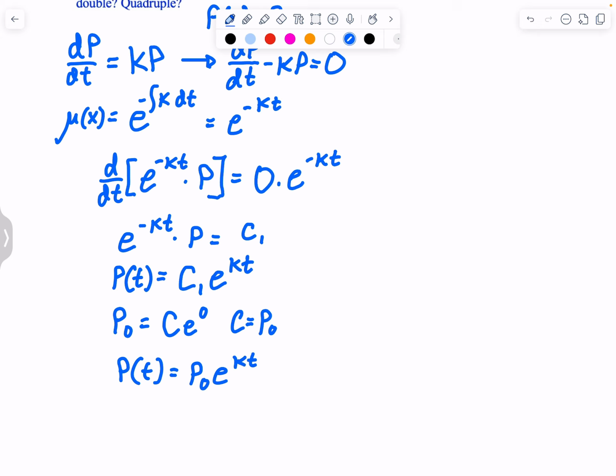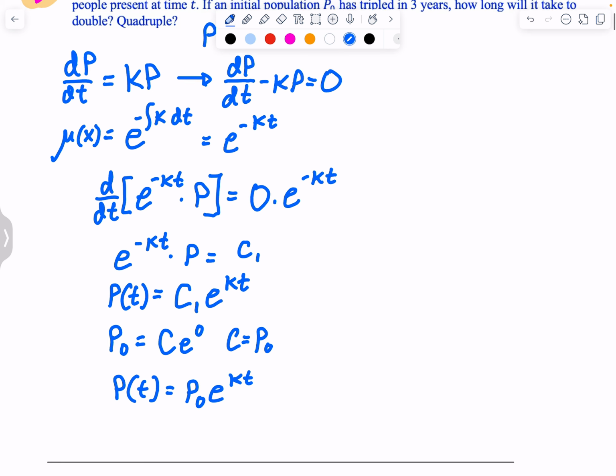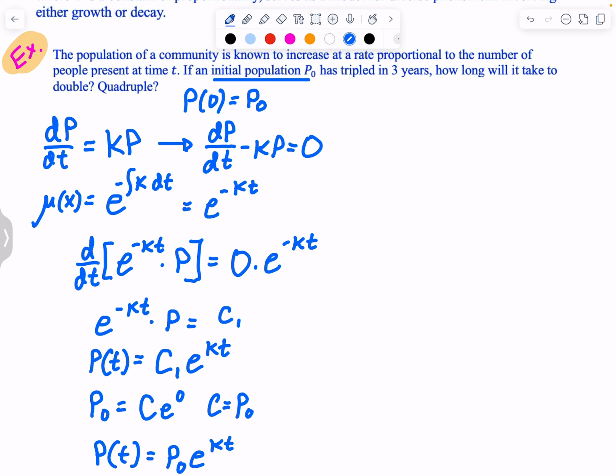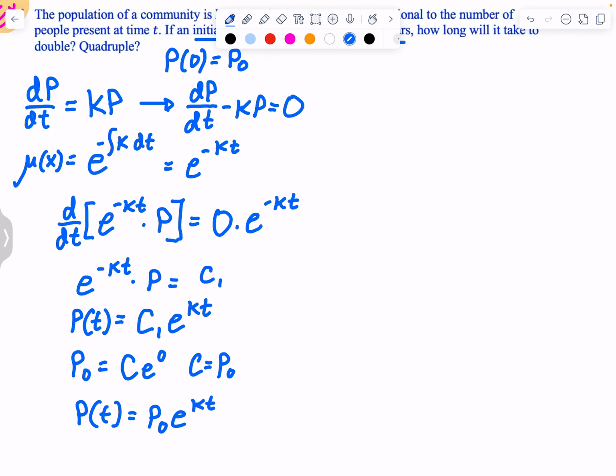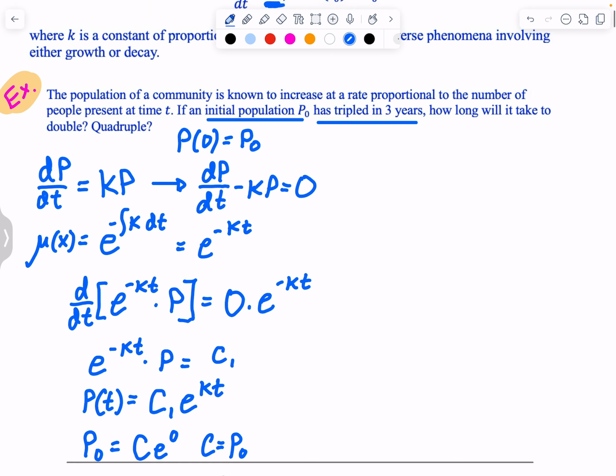Now notice, P naught in this case is not considered a variable. It's a parameter. That's just our initial population. What we're going to do now is they want to know, it said, if the initial population is tripled in 3 years, how long will it take to double and then quadruple? So first things first, I'm going to figure out the tripling in 3 years.